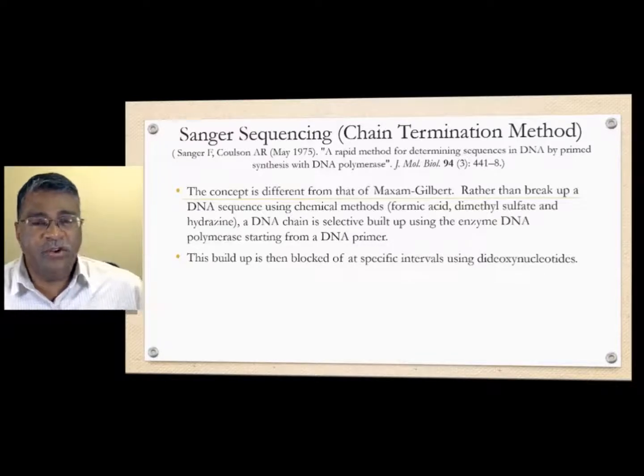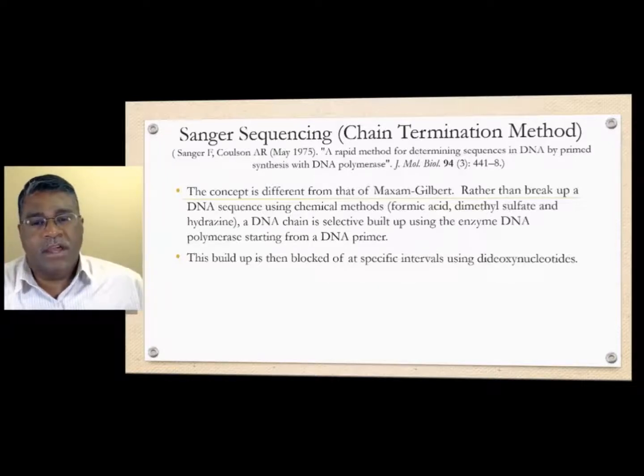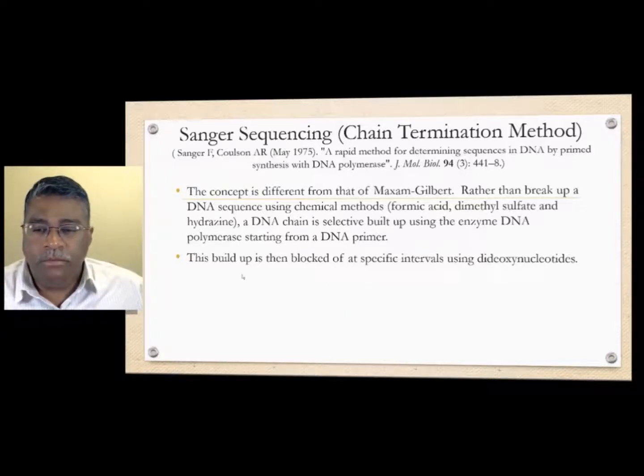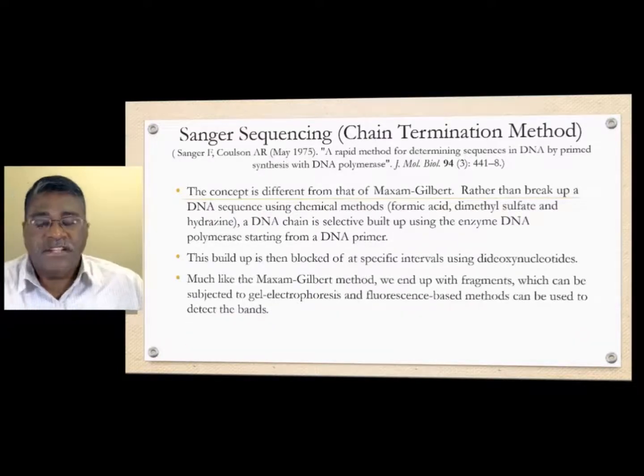But at some point, you want that fragment to end so you can actually put it together. And that's why you're blocking the buildup of these fragments using what are called dideoxynucleotides, and we'll see what that is soon. So, much like the Maxam-Gilbert method, we end up with fragments rather than breaking an existing sample into fragments.